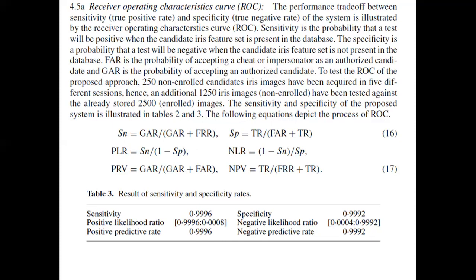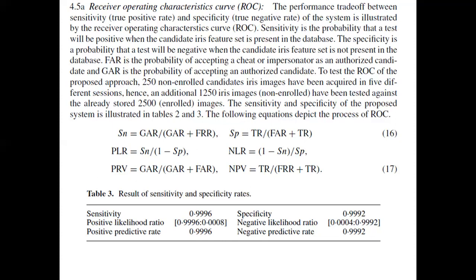False accept rate is the probability of accepting a cheat or imposter, an unauthorized candidate, and other measures are also listed here. We used 2050 non-enrolled iris features in different situations. Here we listed the different formulas: specificity, sensitivity, genuine accept rate divided by genuine accept rate plus false reject rate, and true reject rate divided by false accept rate plus true reject rate.